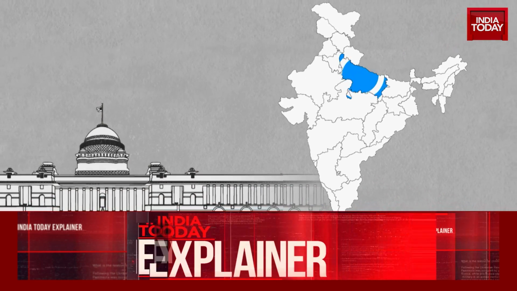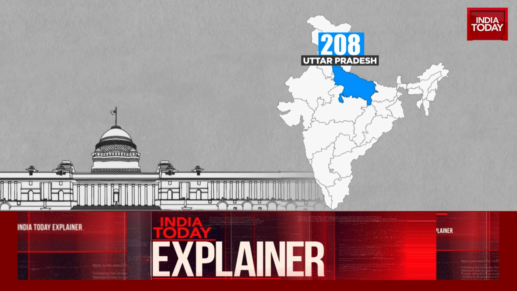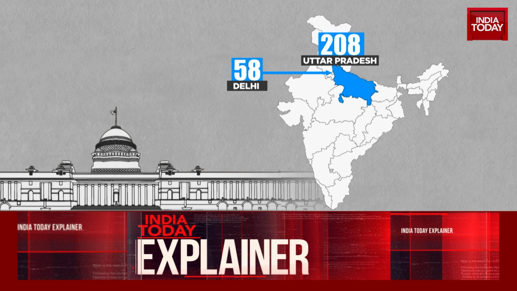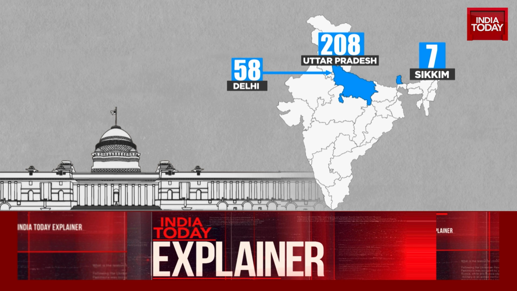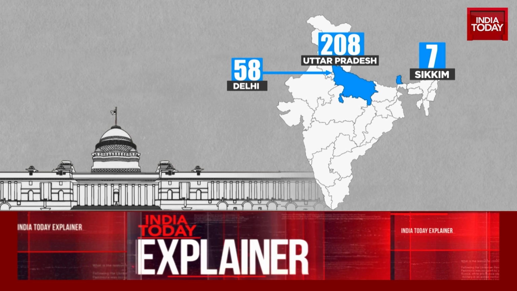At present, each vote of an MLA from Uttar Pradesh is valued at 208, whereas the value for Delhi MLAs comes down to just 58. And by the same measure, if you move towards Northeast Sikkim's MLAs there, their vote will be valued at 7, the lowest at present.